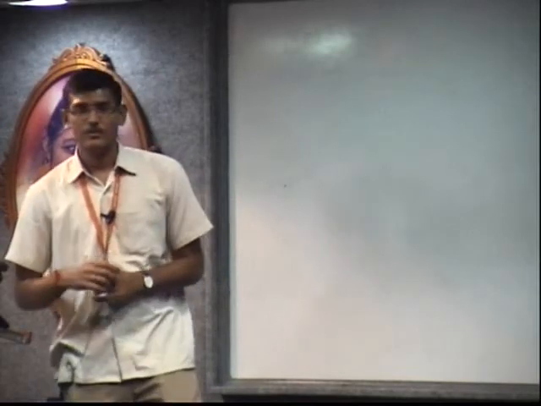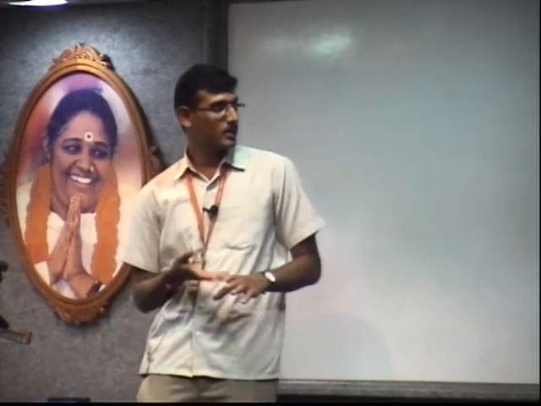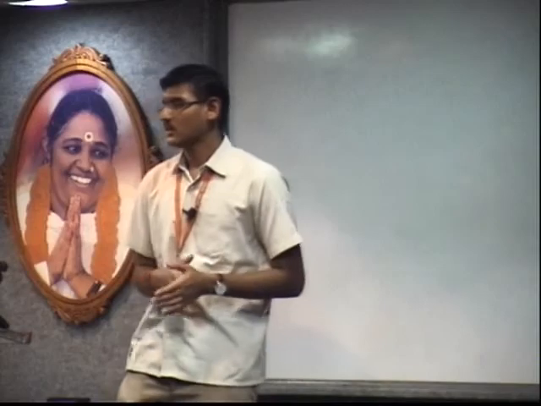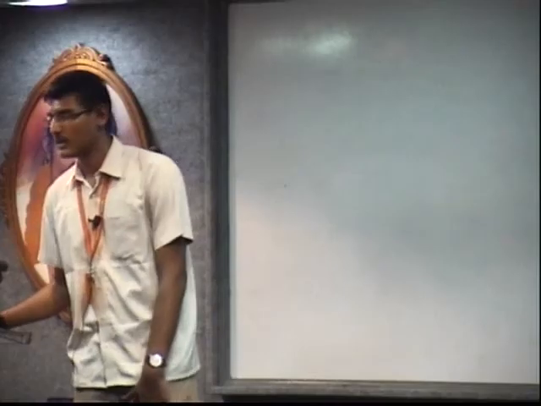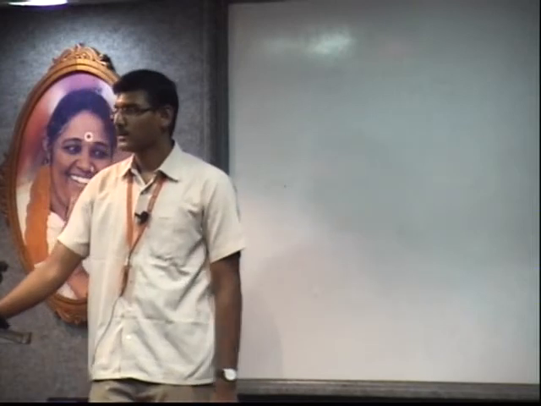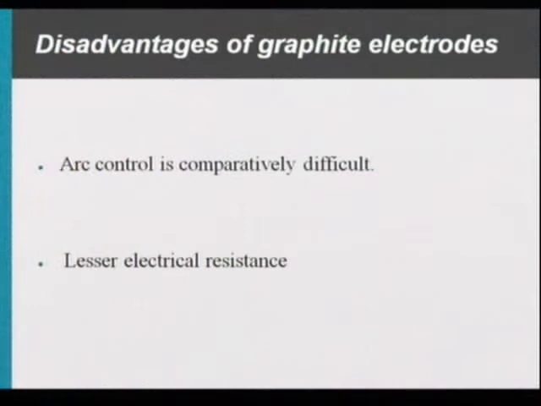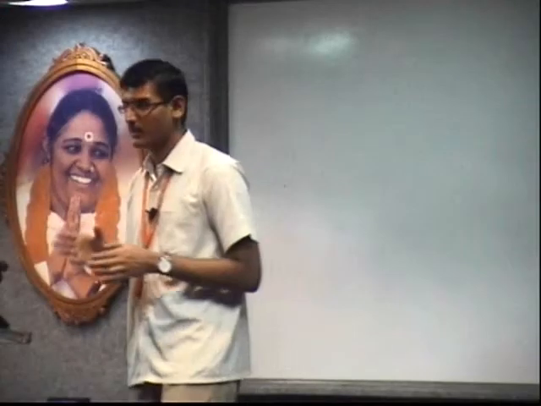So what are the advantages of this type of graphite electrode? It is less costly, it has a long life and carries a large current, and this material is hardened and brittle. But the disadvantage is that it has very low electrical resistance, and the arc that is formed can't be controlled very easily. It is comparatively difficult to control your arc.